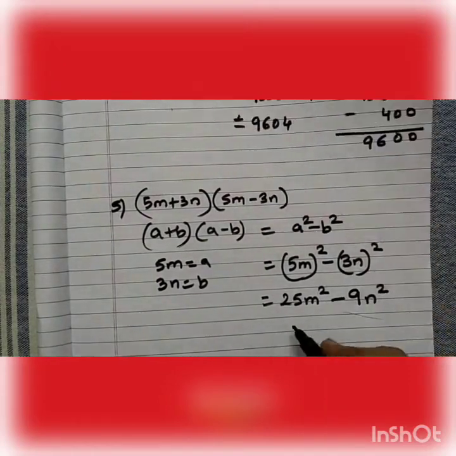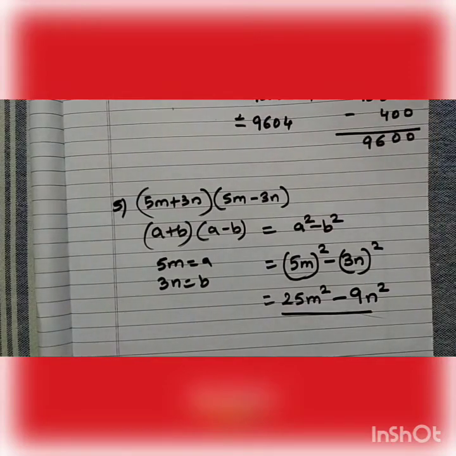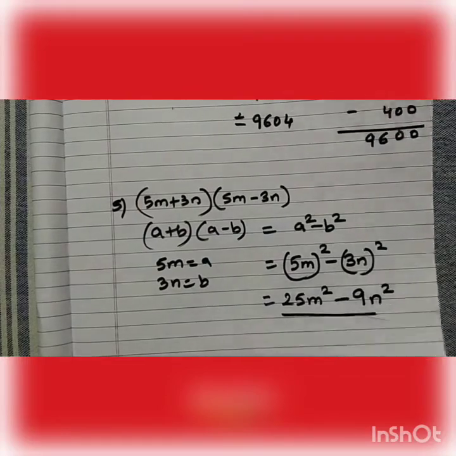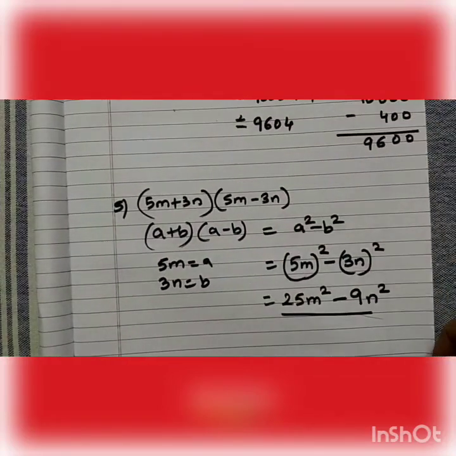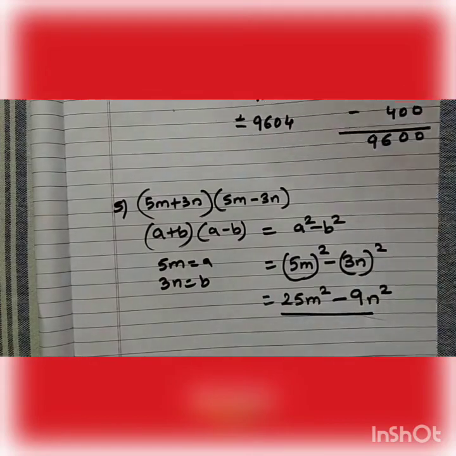So this is the answer of my sum. We cannot simplify this further. This is the most simplified form. Understood? So I hope you have followed this. Now the next part we will discuss in the next lecture.